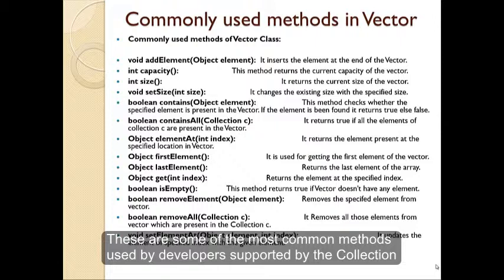I can come to an element if I know the particular index of my element. I can see the first and last element of my Vector class. I can retrieve an element by giving the index value of it. I can check whether my Vector is empty or not. We can remove a particular element. We can remove the complete collection, or we can set an element at a particular location.